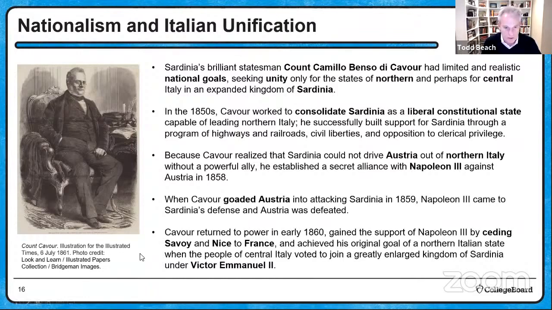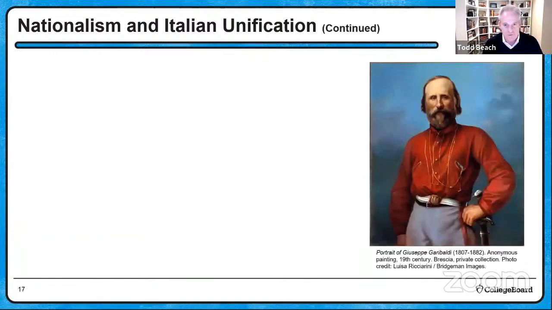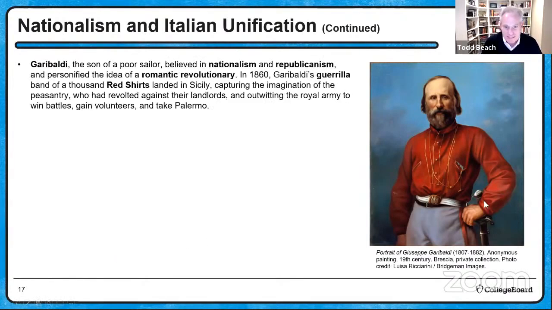I have the northern Italian state, and the people of central Italy will vote to join a greatly enlarged kingdom of Sardinia under Victor Emmanuel II, Vittorio Emanuele II. So he gets it done. He feels like he's finished, but oh no, there's more. Enter Giuseppe Garibaldi in his red shirts. He is the son of a poor sailor. He believes in nationalism and republicanism, and he personifies this idea of the romantic revolutionary.